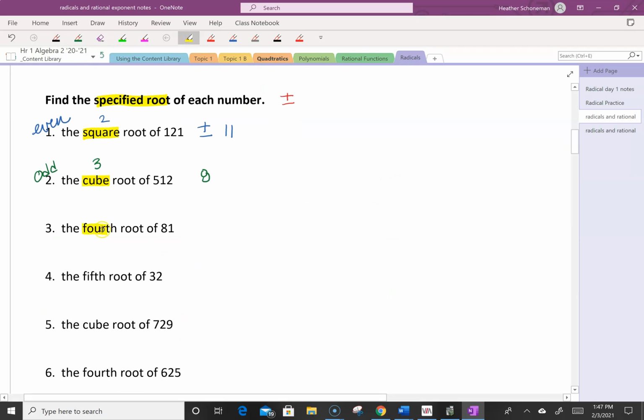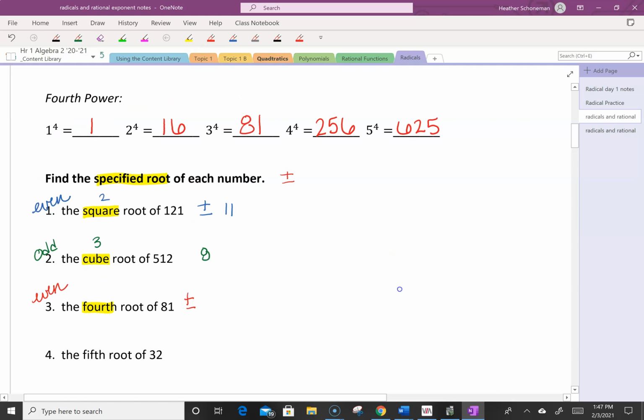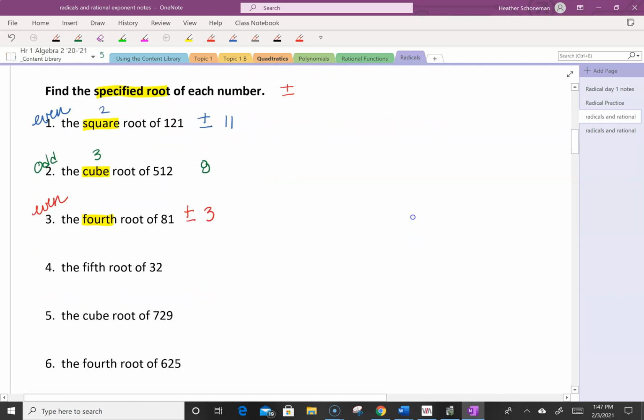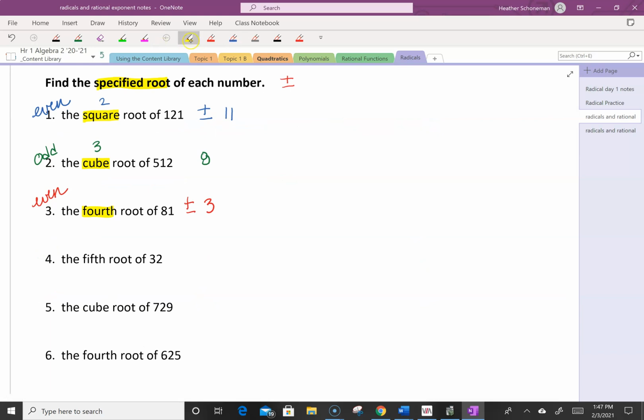So on number 3, it's the 4th root. 4 is even, so anytime it's even, I'm going to have plus or minus. And the 4th root of 81 is just going to be 3. This one wants the 5th root. 5 is an odd number, so I'm only going to have the positive.